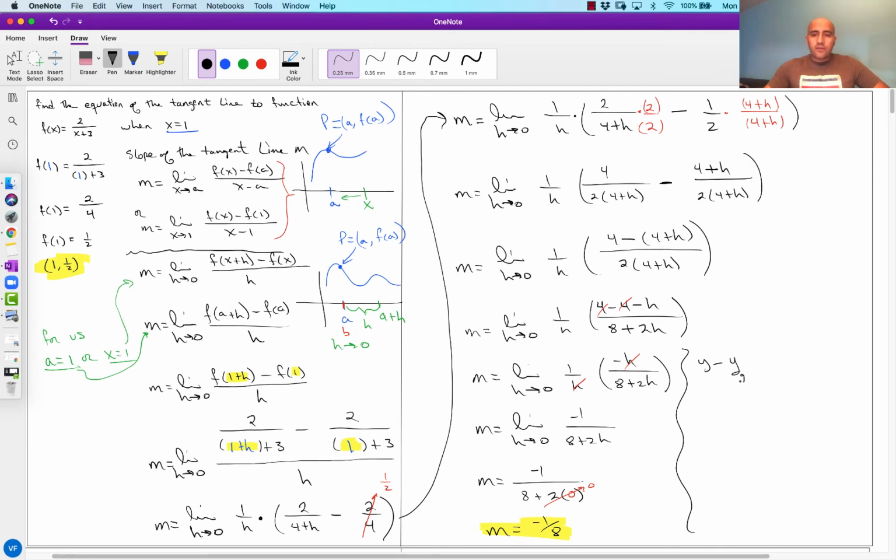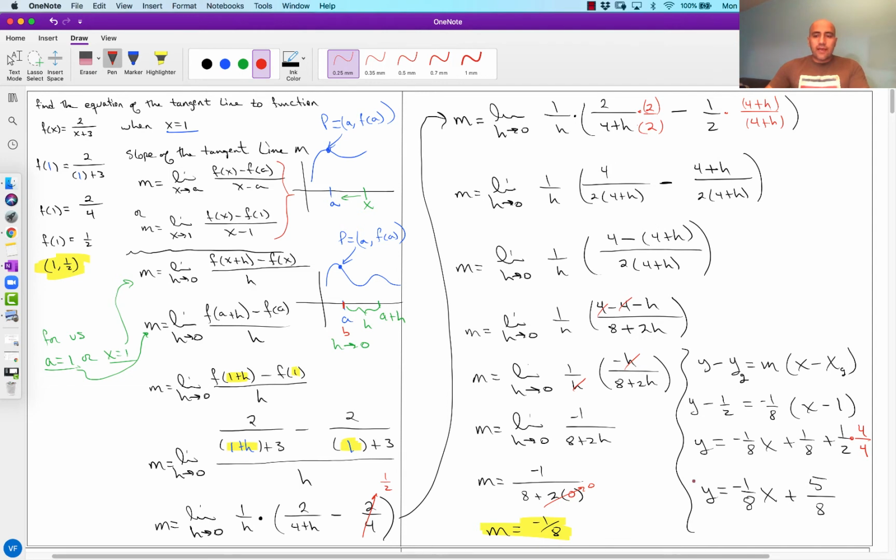y minus y sub given equals m times x minus x sub given. We have the formula y minus 1/2 is equal to negative 1/8 times x minus 1. So we get y equals negative 1/8 x plus 1/8 plus 1/2. A common denominator of 8 means we multiply this one by 4 over 4. And so we get y equals negative 1/8 x plus 5 over 8. And that's the equation of the line tangent at that point.